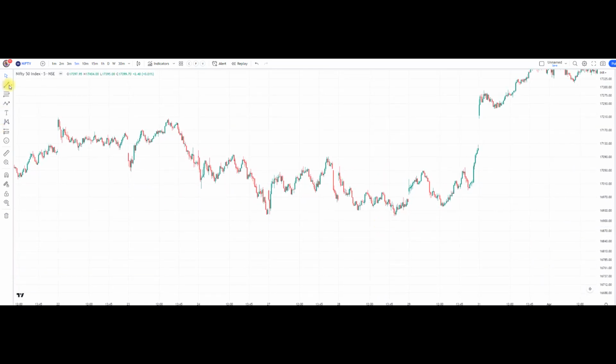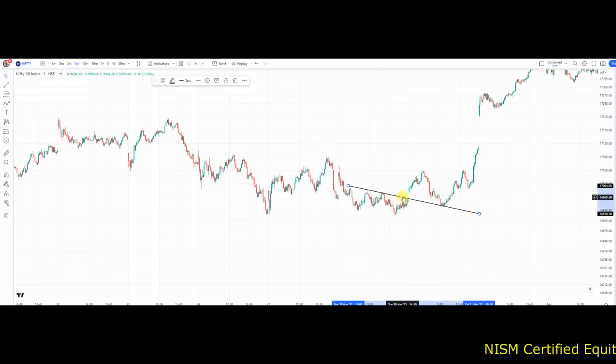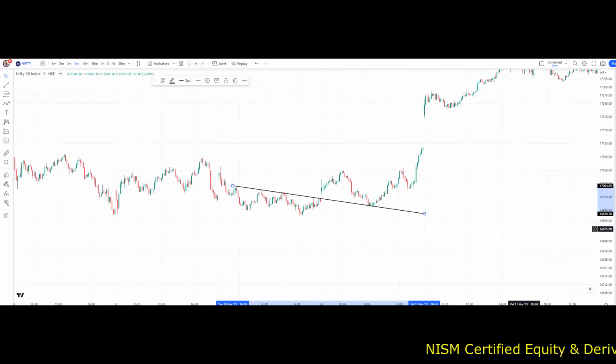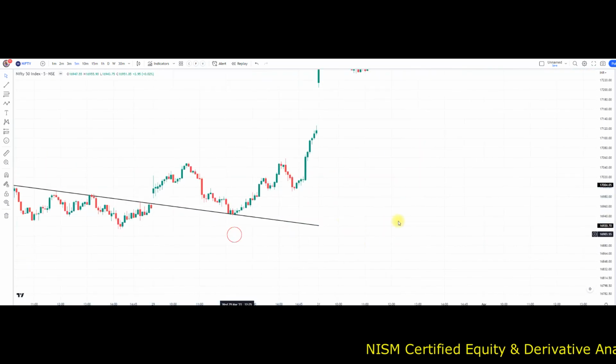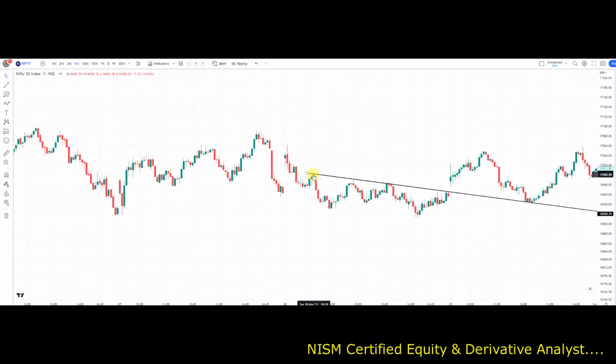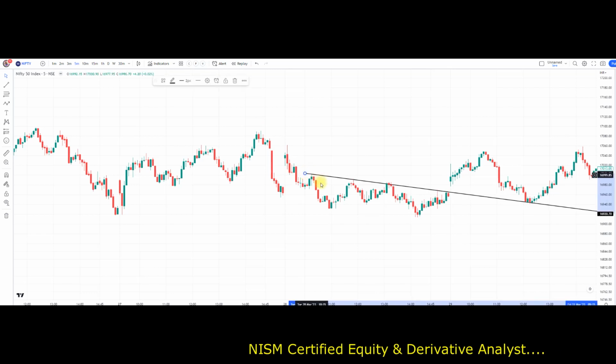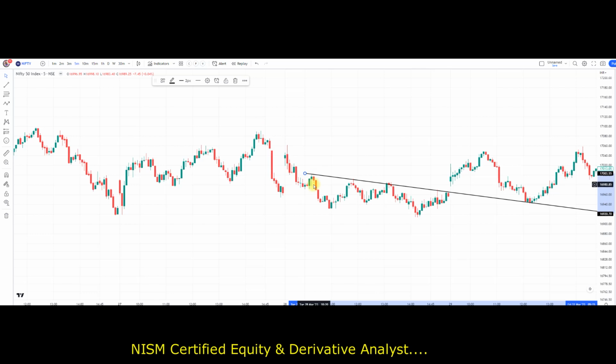Okay, so go to the tools section here and take the trend line. So here I am drawing this trend line. Here I can see the price is touching multiple times. So this is the trend line I have drawn for Nifty. Whenever the price is touching here, we can look for selling. If any red candle is formed here, below this red candle, we can look for a selling opportunity.